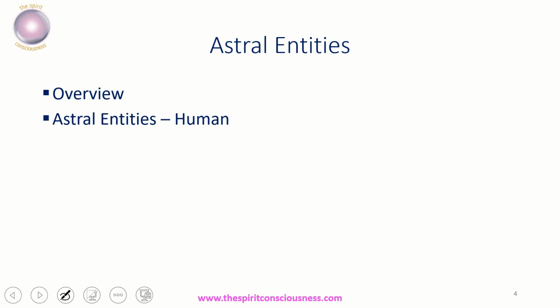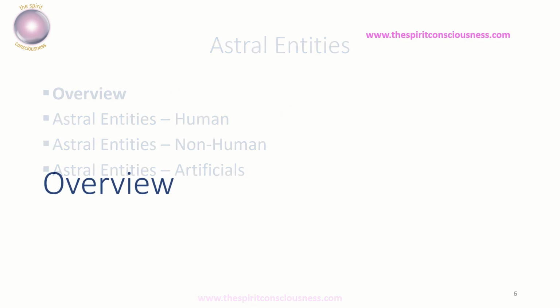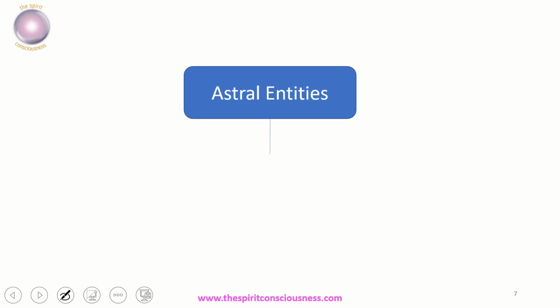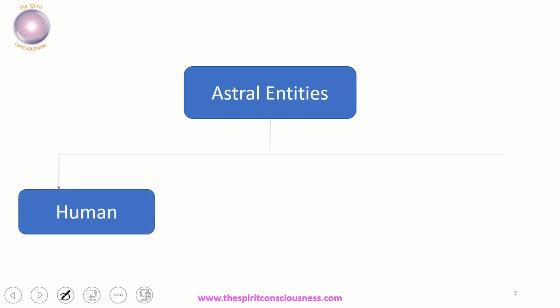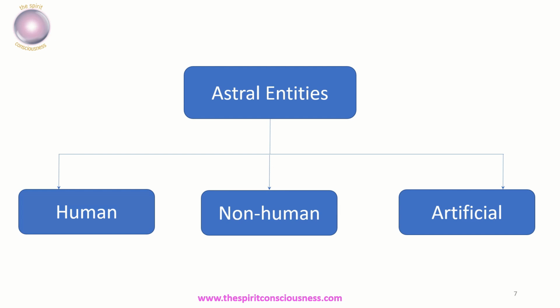So diving straight in, we have four sections as we have divided it. We will look at the overview. We will look at astral entities, the human ones, the non-human ones, and the artificial ones. Now coming to the overview, astral entities as a whole have subparts. You have human, you have non-human, and you have artificials.